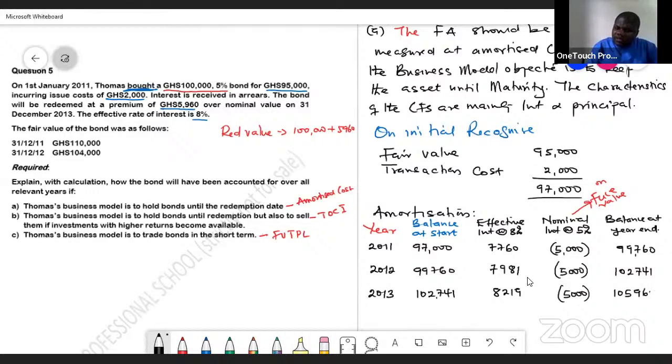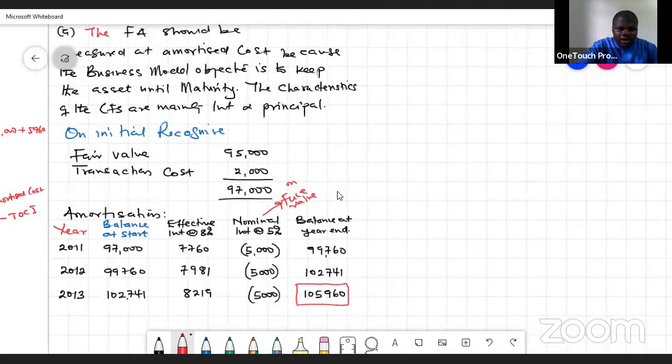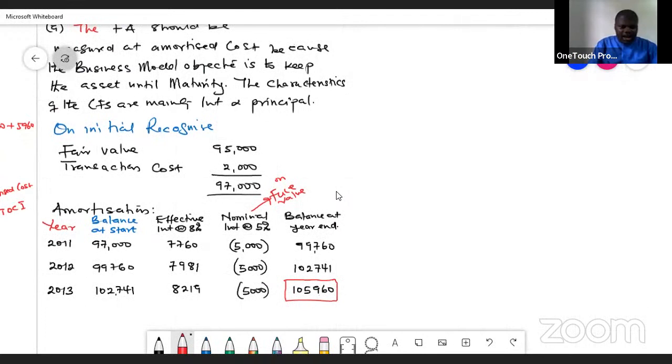105,960. So you see what is happening. That's what they said. The redemption value is 5,960. So when you add it to 100,000, you get 105,960. It tells you that what you have done is correct. So after this, it's just a matter of copy and paste. But remember, you are now a buyer, so you have an interest income.